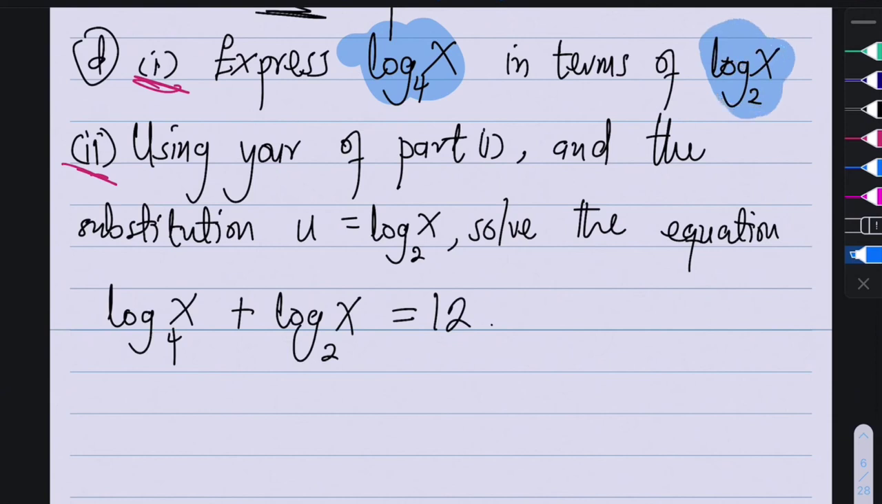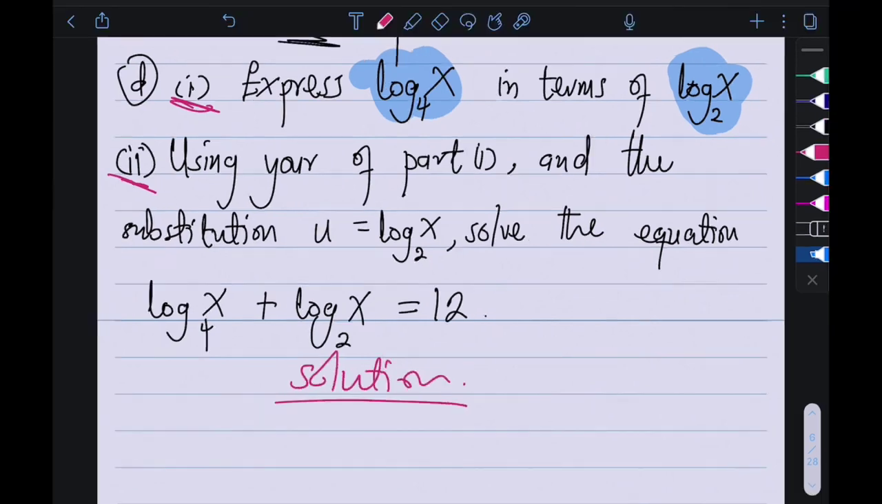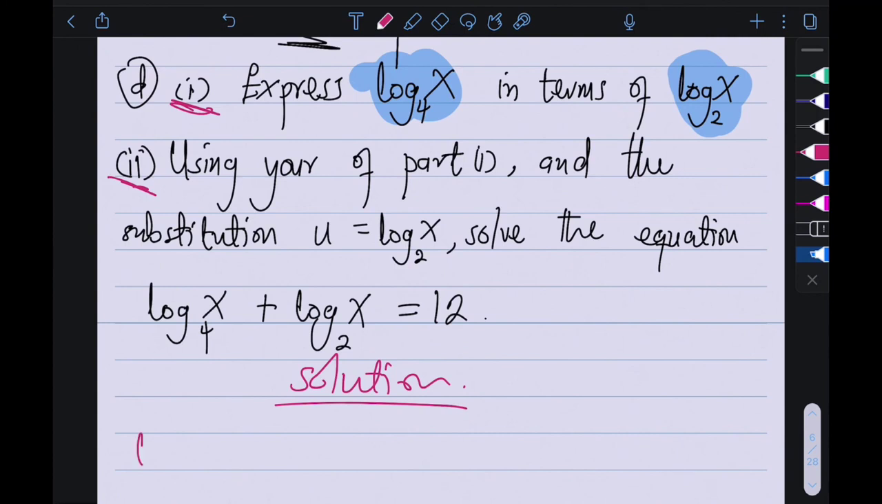Well, what does that really mean? They want us to manipulate what we have here in such a way that we are going to get log x base 2 from this. When you have log x base 4, it's just crazy. How do I get log x base 2 from here?